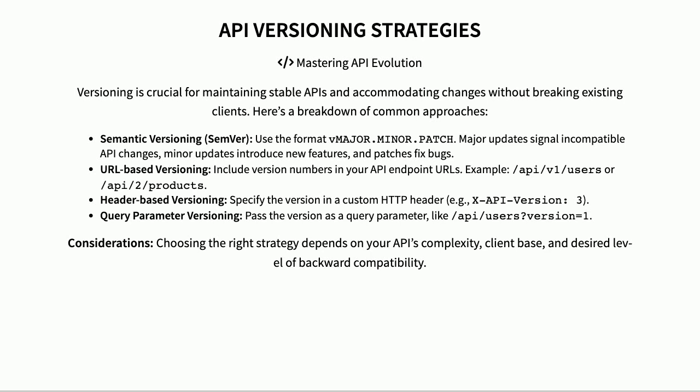Minor updates add cool new features without breaking anything. And patches are just small fixes to bugs. They are backward compatible. You can also version your URL like /API/phone/users or even use headers or query parameters, but the key is to be consistent and let your clients know how to find the version they need.